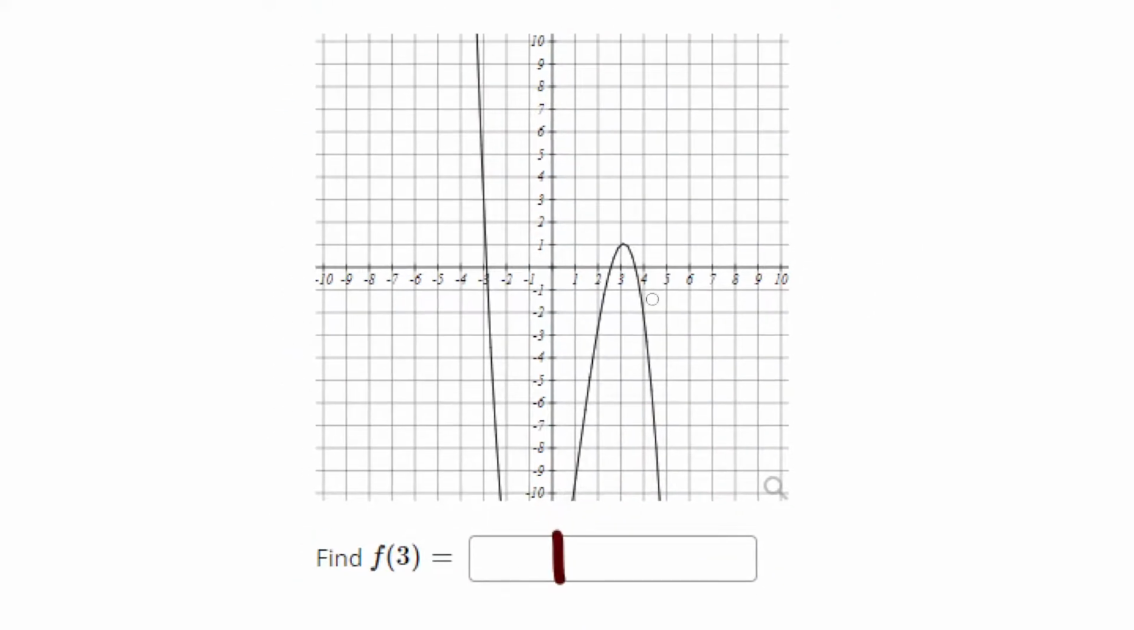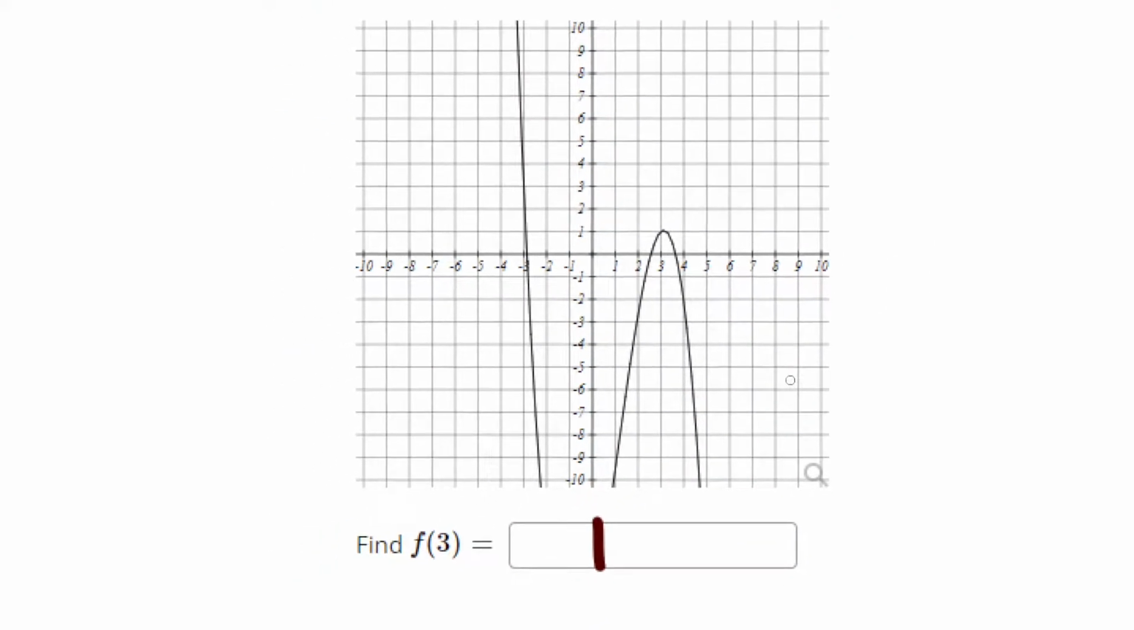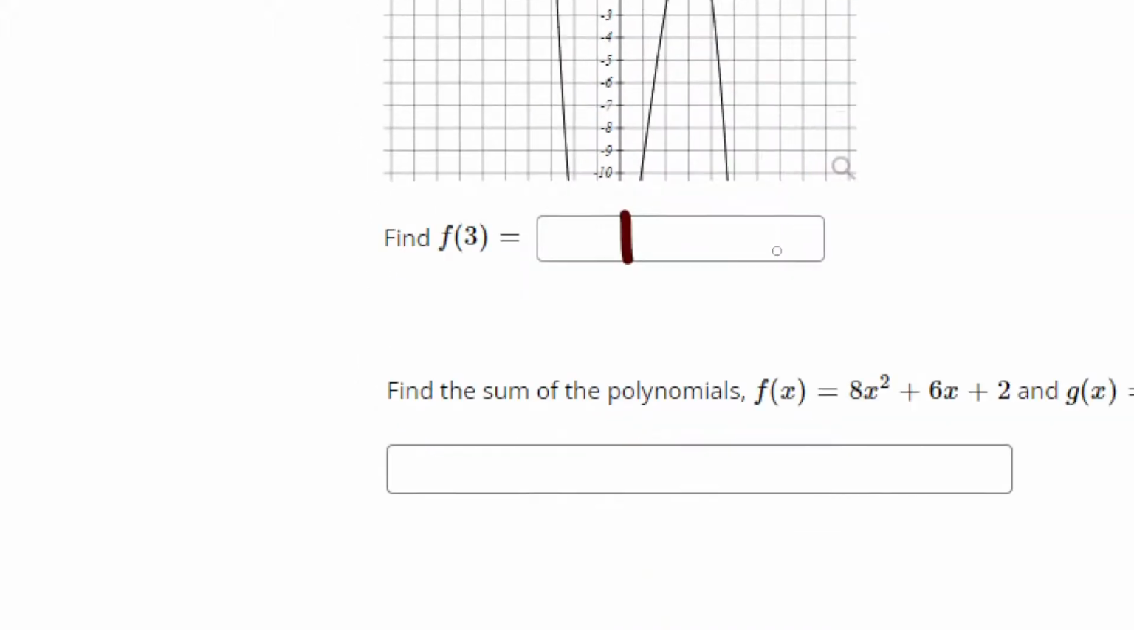We already answered this one, but we'll go over it quickly again just to refresh. This one is saying the plot below represents the function f of x, and it wants us to find what the y value is when x equals 3, and that's going to be +1.